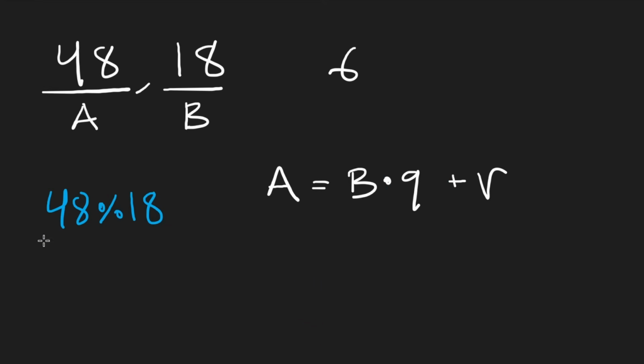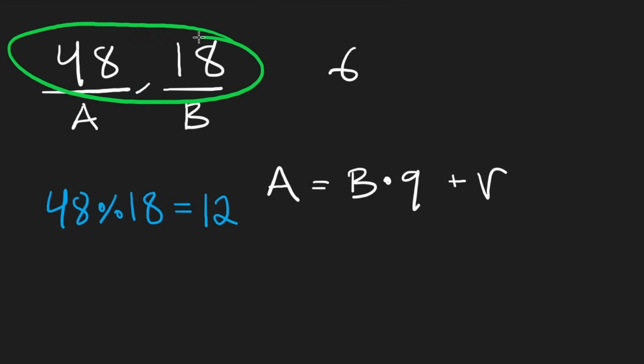So if we take the bigger number and mod it by the smaller number, we will get the remainder, of course. In this case, that's going to be 12. Now, I'm going to tell you why the algorithm works, and then I'm going to prove it. We started with these two values. We're trying to find the GCD of these two.